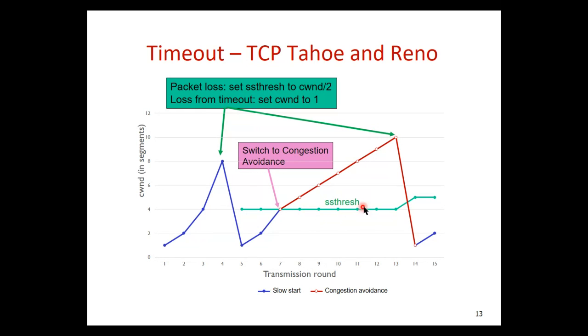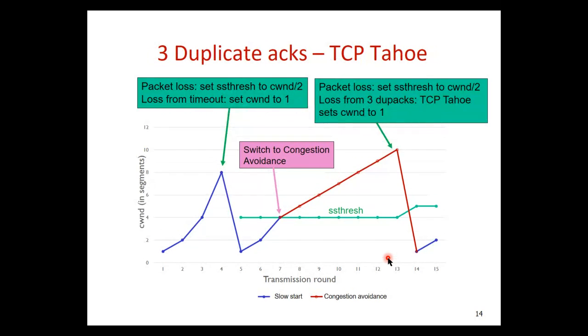So here you see SS threshold, right? Whenever there's a packet loss, it is updated. Here we have another packet loss, so SS threshold is updated. All right, so here we have a case. It starts like on the previous slide, slow start. We have a packet loss by timeout. CWND goes back to 1. SS threshold is set to 4, exactly like on the previous slide.